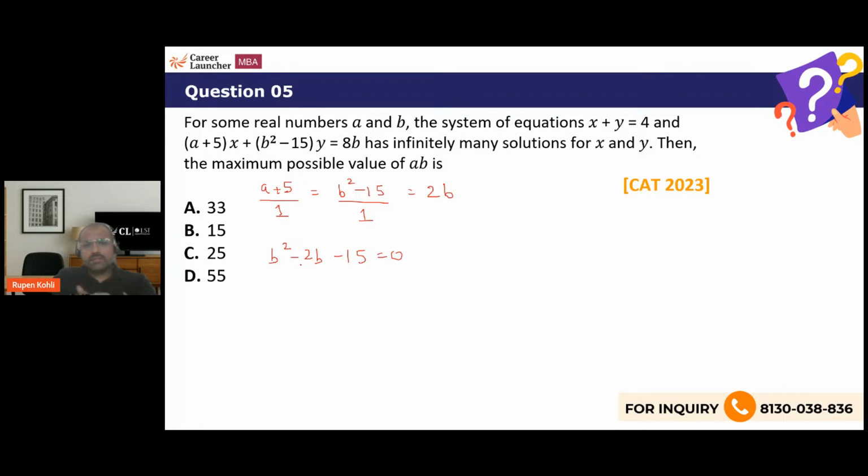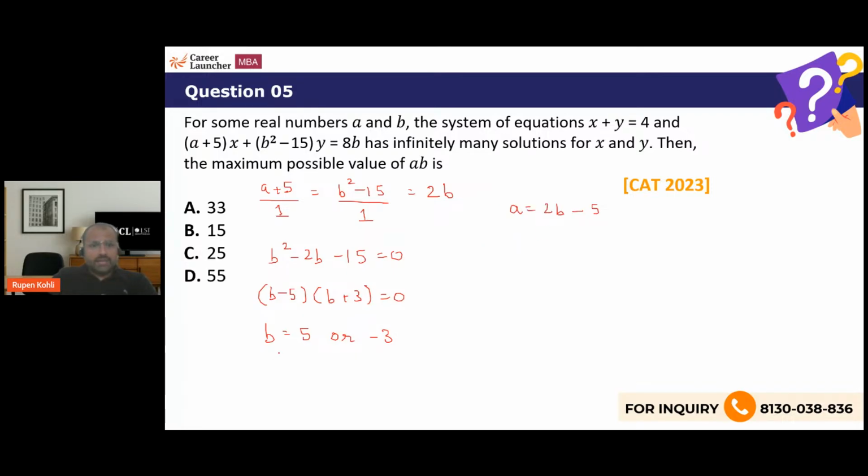So minus 5 plus 3, 5 minus 5 into 3, minus 15. So this becomes b minus 5, b plus 3 equals 0, right? B is either 5 or minus 3. Brilliant. Okay, so from the equation, a plus 5 is 2b, or you can say a is 2b minus 5.